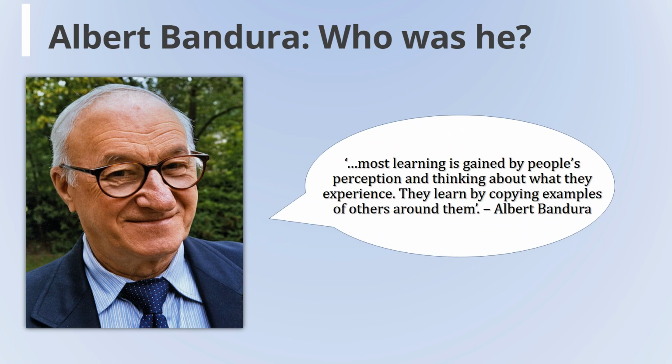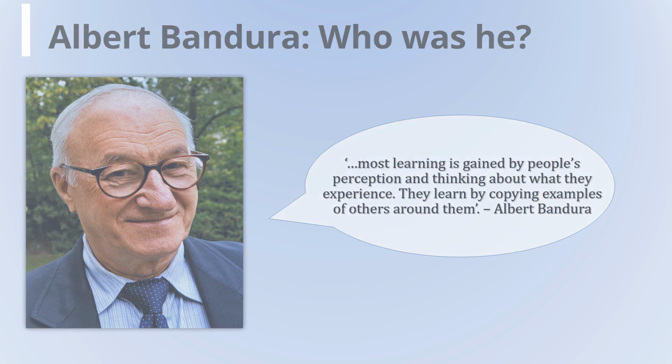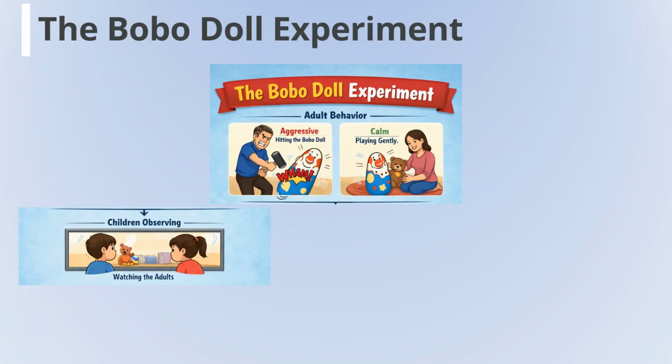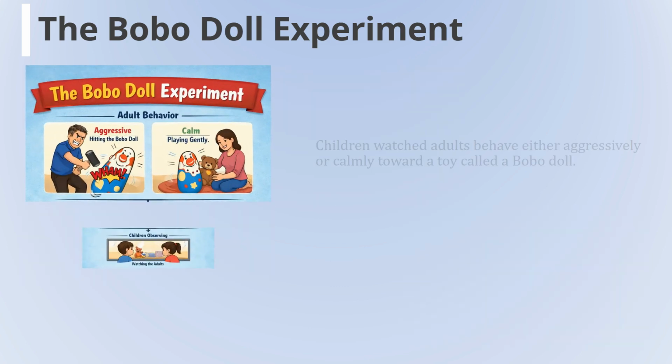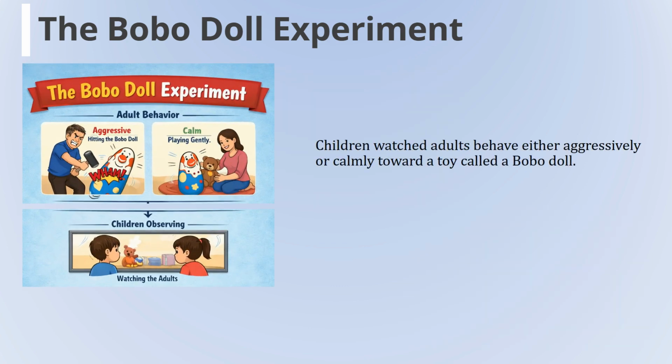Bandura once said, "Most learning is gained by people's perception and thinking about what they experience." This highlights the importance of observation and thinking in learning. One of Bandura's most famous studies is the Bobo doll experiment. In this experiment, children watched adults behave either aggressively or calmly towards a toy.